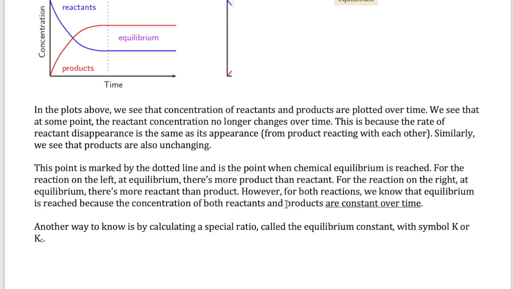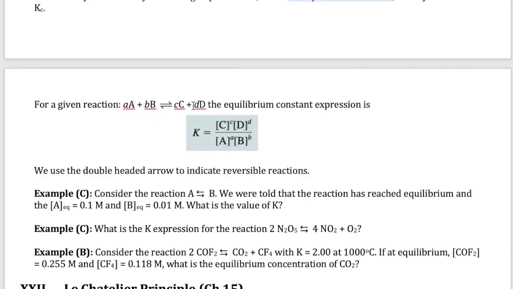Another way is we can calculate a special ratio that is called the equilibrium constant, which has a symbol uppercase K, or sometimes written as Kc. If your reaction looks like this, with the lowercase letters representing the coefficients and the uppercase letters representing the species, then the equilibrium constant expression is going to be the concentration of each of these species, first with the products on the numerator, each raised to the power of its coefficient, divided by the reactants, each of which is raised to the power of its coefficient.